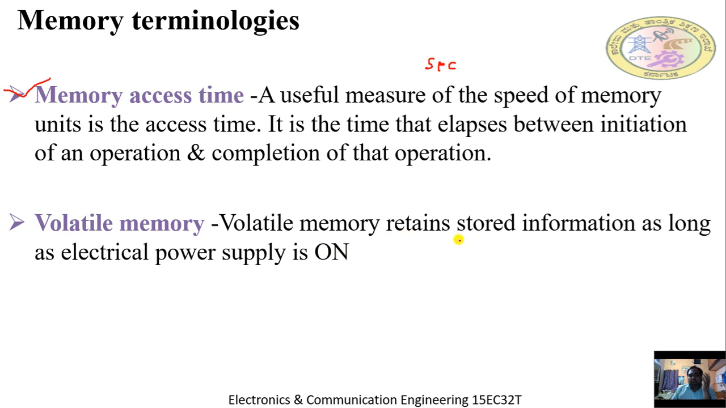Whatever the content that is stored in the memory will get erased off. That's why it is referred to as volatile memory, as its content is available on a temporary basis. So here this can also be called a temporary storage.